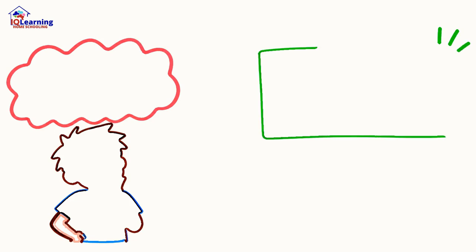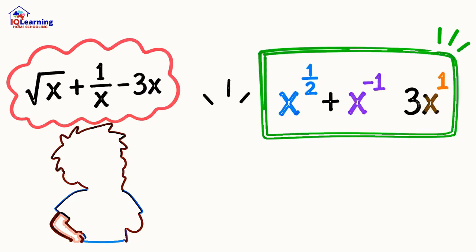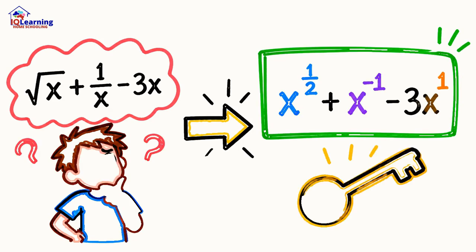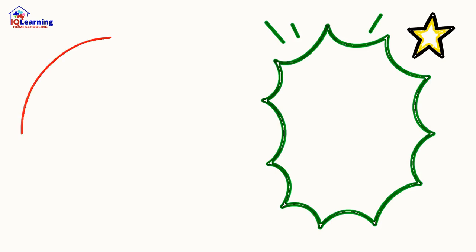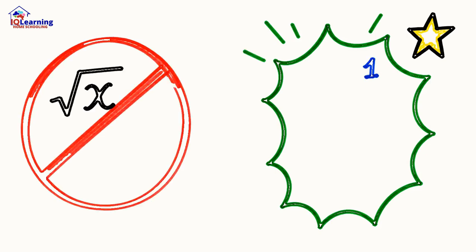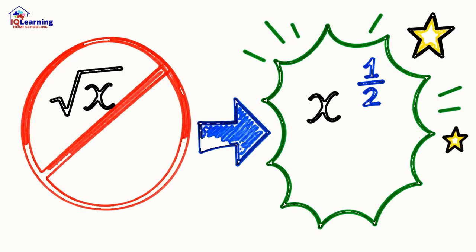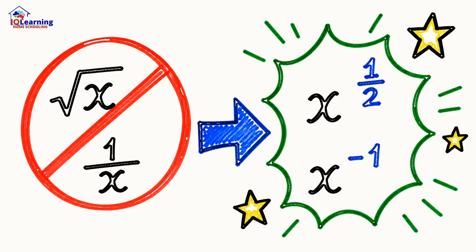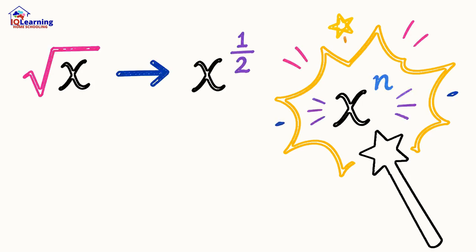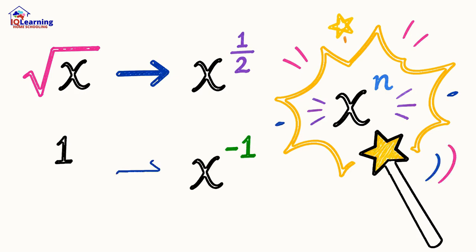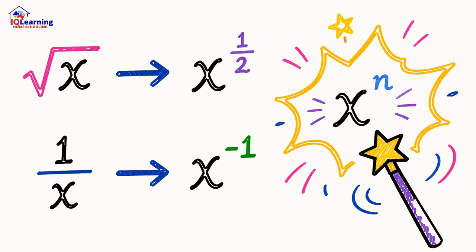But the real secret to unlocking differentiation is the golden rule. You must rewrite your function before you start. You can't directly differentiate things like square roots or fractions with x in the denominator. You have to convert them into index form first. The square root of x is really x to the power of 1/2. 1 over x is just x to the power of -1. Once they're in that standard power form, the power rule works its magic perfectly.